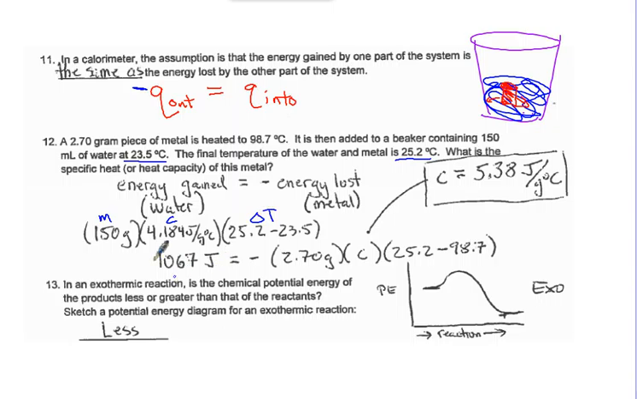Now we know what the water is taking in, right? Where does the energy come from that's going into the water? It's coming out of the metal. So here we have the mass of the metal and the temperature change of the metal, and what's missing there is the heat capacity of the metal. If we solve for the heat capacity, we know the heat capacity of the metal. This is a pretty high heat capacity for a metal.